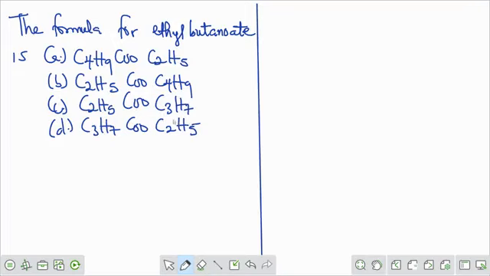Now they ask: which of the following is the formula for ethyl butanoate? This compound is an ester. What do we call an ester? Esters are alkyl alkanoate compounds.